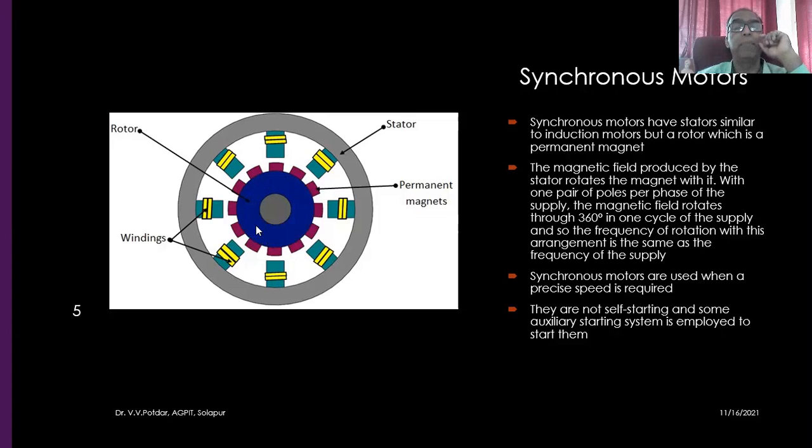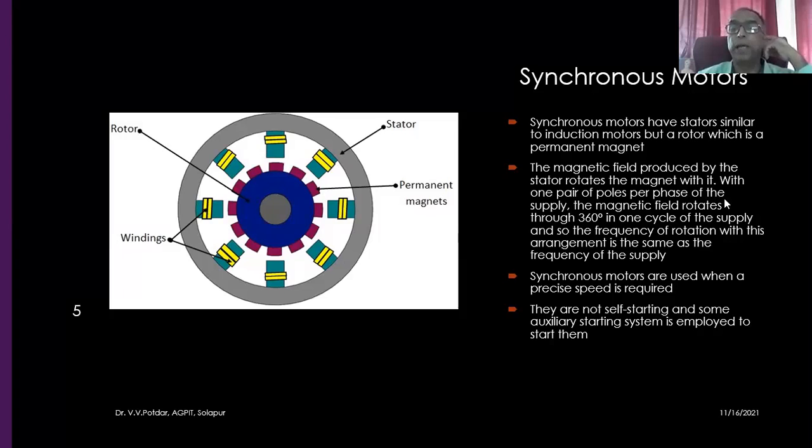Rotors are having permanent magnets, and the stator will have windings, right? तिथे पण induction motor मध्ये पण stator has the winding. The magnetic field produced by the stator rotates the magnet with it, right? With one pair of poles per phase of the supply, right? This is called as one pair of poles. This is second pair of poles, third pair of poles, fourth pair of poles, right?